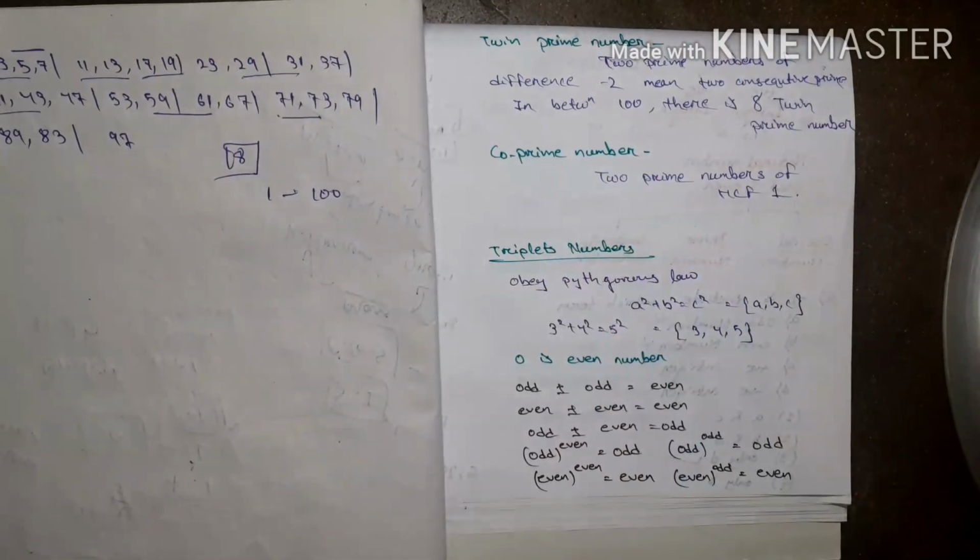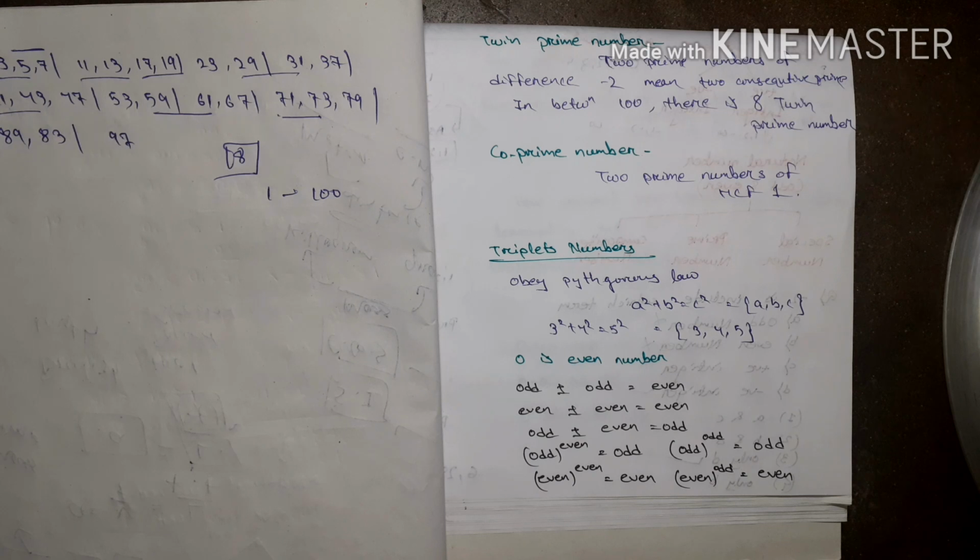Then what is a co-prime number? Co-prime numbers mean any two numbers whose HCF is 1. What is the meaning of HCF? You know, highest common factor is 1. You can learn how we determine HCF and LCM. I will describe LCM and HCF in the next class.